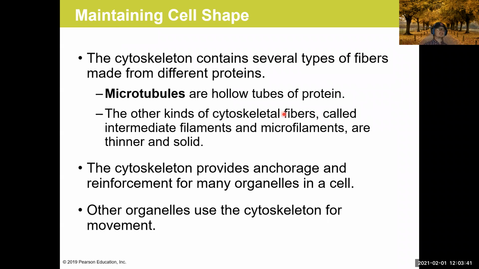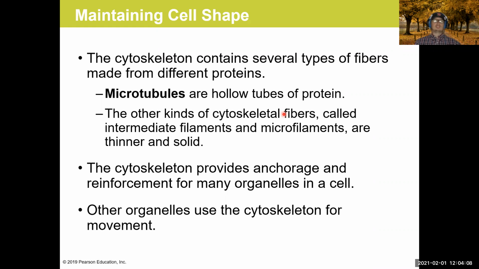And so cytoskeleton is really there for that mechanical and structural support. And so like I mentioned, the cytoskeleton has a lot of different fibers that is kind of put into that group, so the cytoskeleton group. One of those are called microtubules. Microtubules are these hollow tubes of protein. And then there's also microfilaments and intermediate filaments, and those are much thinner and solid when compared to microtubules.